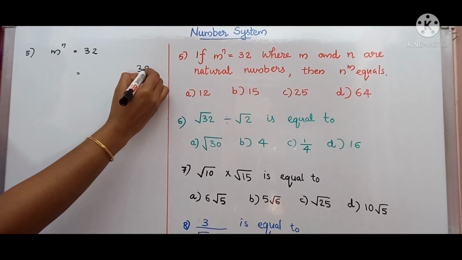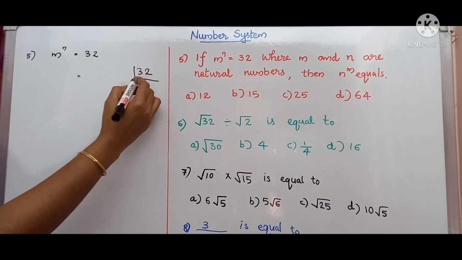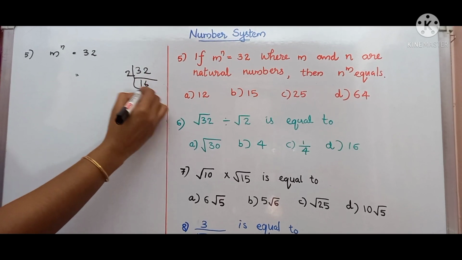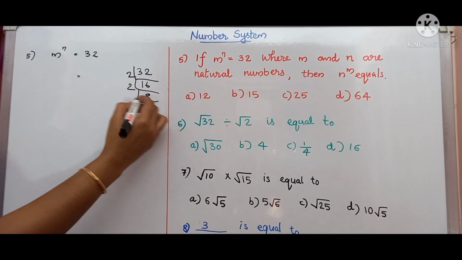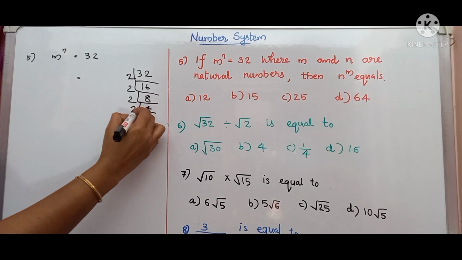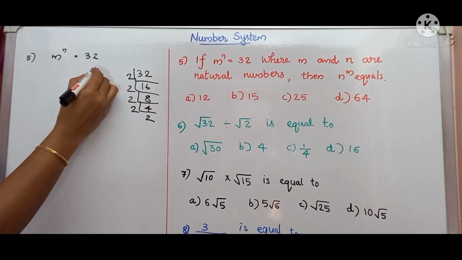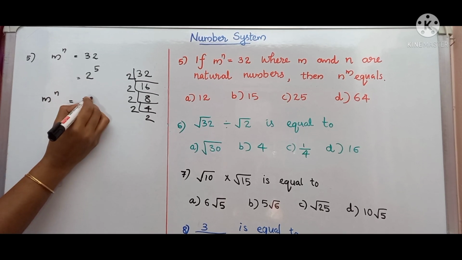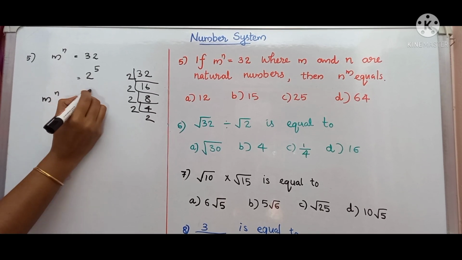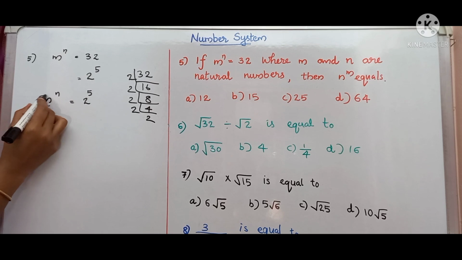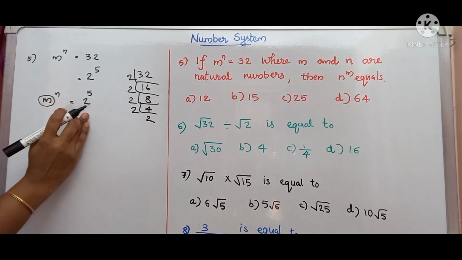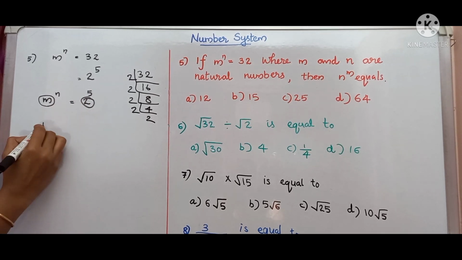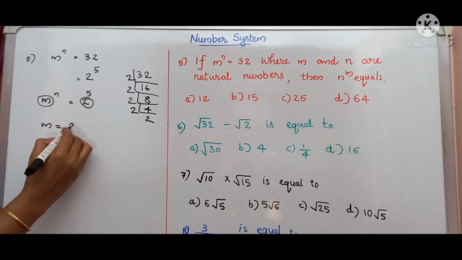Factorize 32 and you know that is equal to 2 raised to 5. Or if you have any doubt, do it this way: 2, 8, 2, 4, 2 and 2. It is equal to 2 raised to 5. Then look here, m raised to n is equal to 2 raised to 5. Both exponents are equal, so m should be equal to 2. From here we have got m is equal to 2.